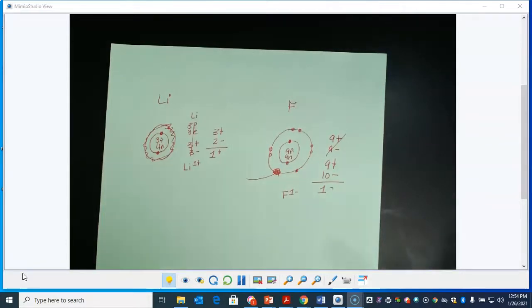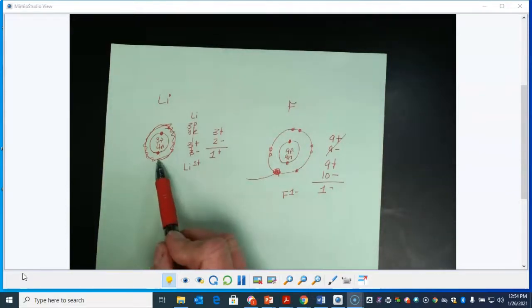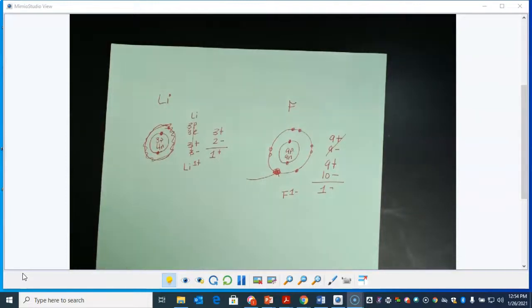That's how the backwards math happens when it comes to making ions. Remember, if you're adding negative charges, the overall charge on an ion is going to be negative, which is an anion. If you are losing negative charges, you're going to have extra positive charges. So now you're going to have a cation, or a positive ion.